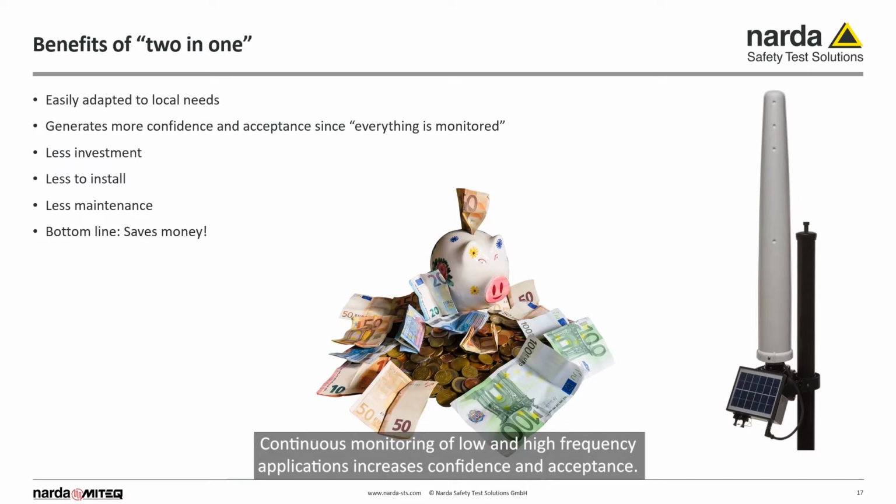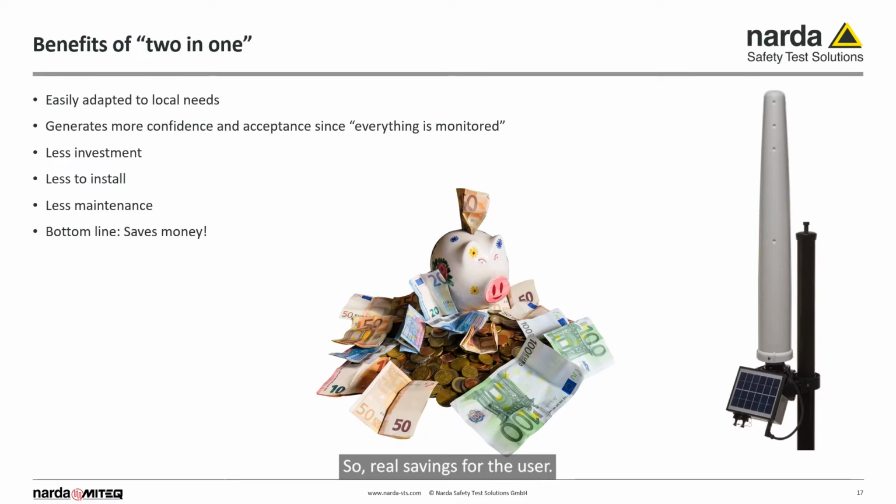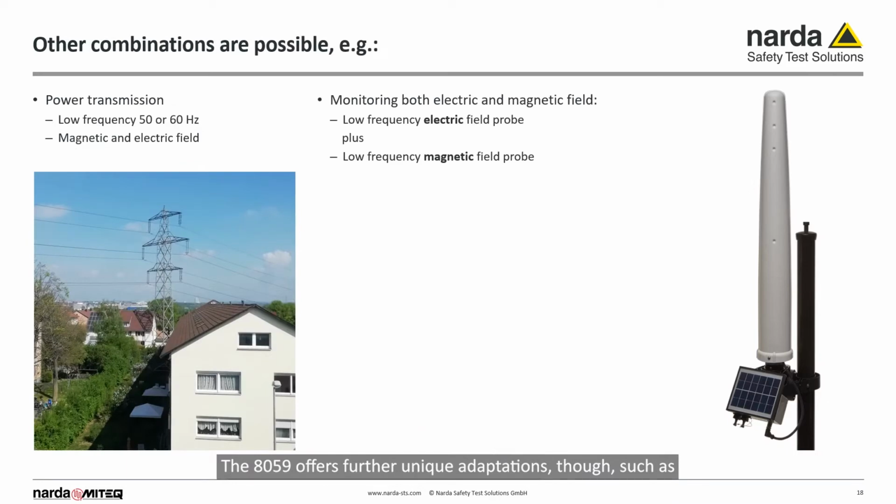Continuous monitoring of low and high-frequency applications increases confidence and acceptance. It also results in lower investment, installation and maintenance costs. So, real savings for the user. The 8059 offers further unique adaptation, though, such as simultaneous monitoring of the electric and magnetic fields beneath high-tension cables.